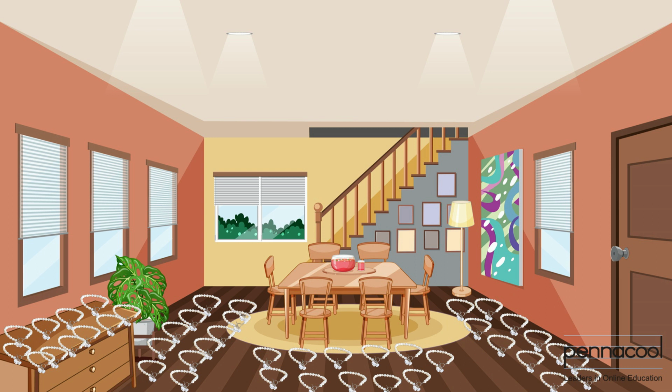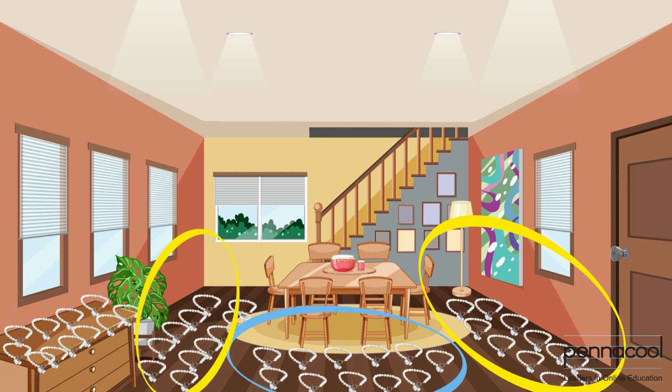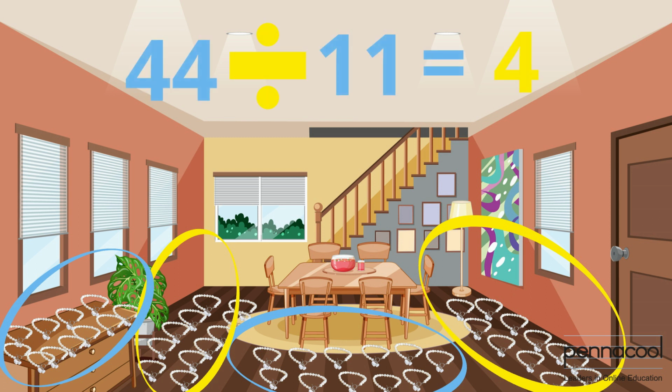Let's count out how many groups of 11 we got. 1, 2, 3, 4. Fantastic job! So you have just divided again. So 44 divided by 11 is 4. As you can see, there are no extras and no remainders.